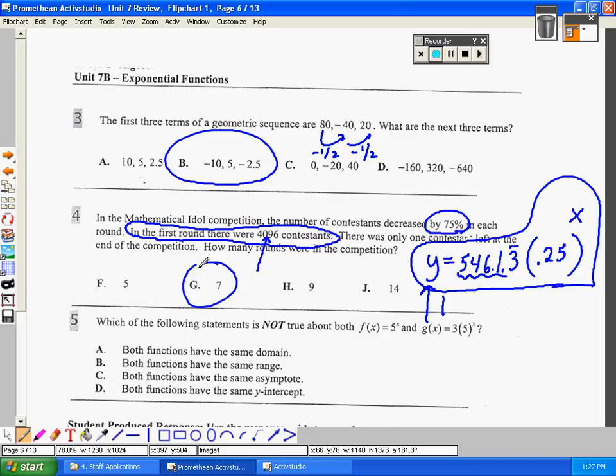Which of the following is not true? Well, both functions have the same domain. That's true because they're both going to be exponentials. Just one's going to go up a little higher. Well, actually, they're both going to have the same growth factor. This one has a different y-intercept. So they have the same range. That's true because they're all going to be asymptotic to 0. Both functions have the same asymptote. That's true. This would be the incorrect one because if you look at the number in front, the number in front of this one is a 3. The number in front of this one is a 1. So they have different y-intercepts.